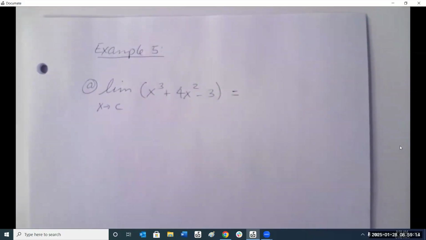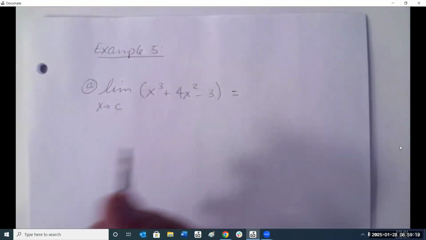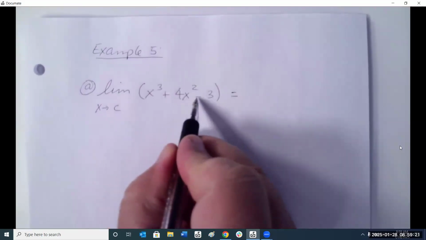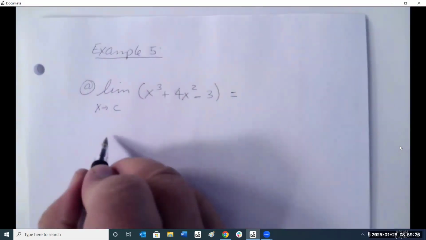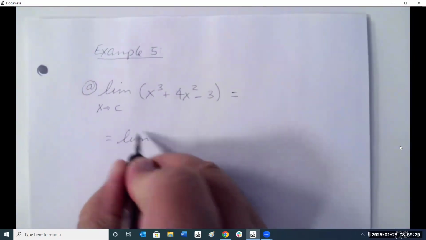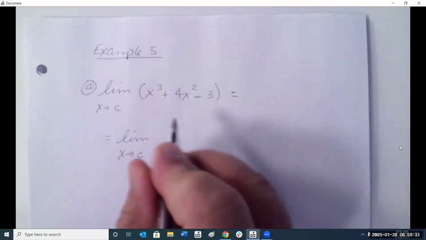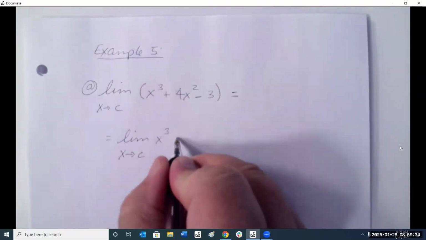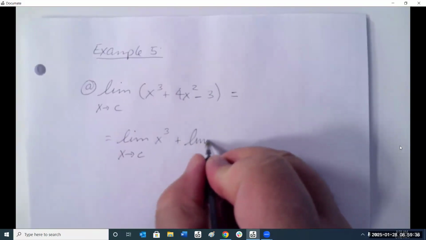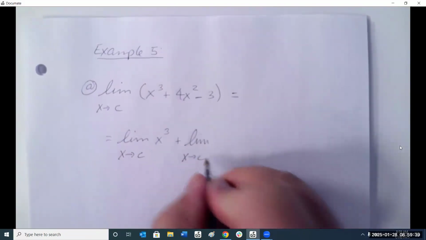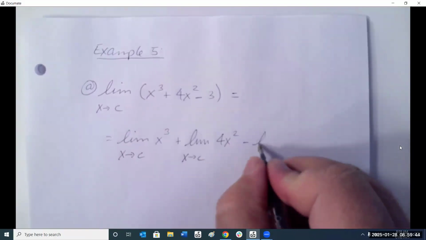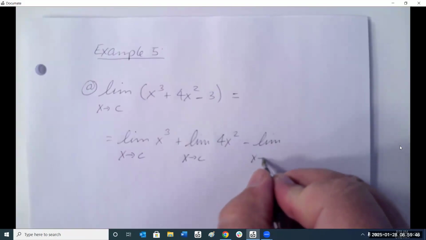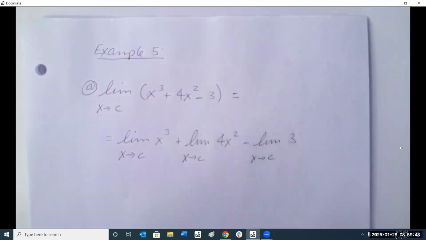And I'm first going to show you how to do this using the rules we just talked about, and then we'll just jump straight to the shortcut. Because we have the plus and minus signs, we can use the first two rules, the sum and difference rule, which means we can take the limit as x approaches c of x cubed plus the limit as x approaches c of 4x squared minus the limit as x approaches c of 3.